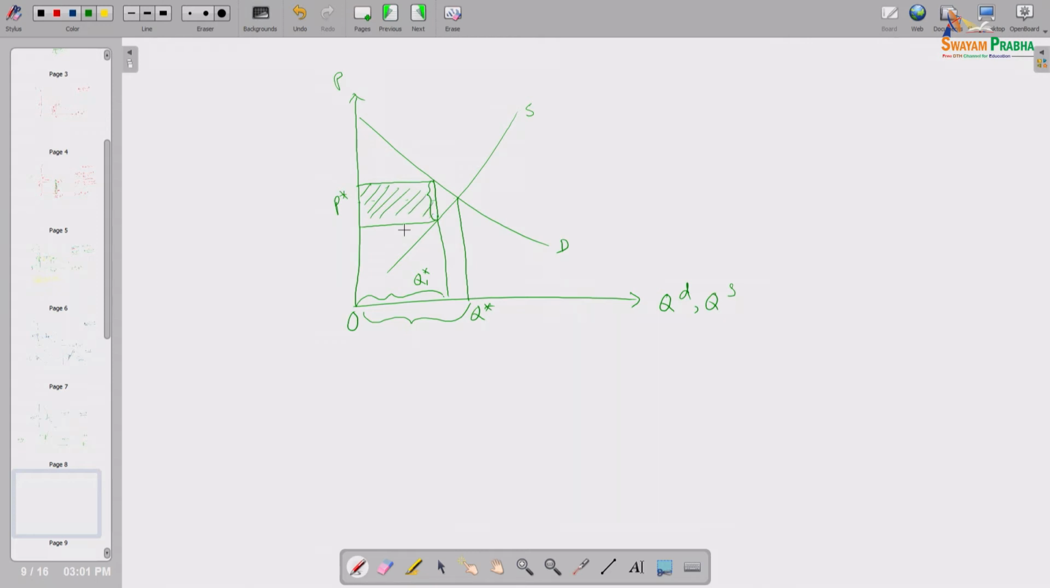right, because this is the transaction amount after the tax in the market, and this is the tax per unit of transaction, that is T per unit, rupees T per unit, right. So, definitely the area, this red color area, that is the total tax revenue the government will get, that much money the government will earn in terms of tax through imposition of tax on this particular commodity, right.